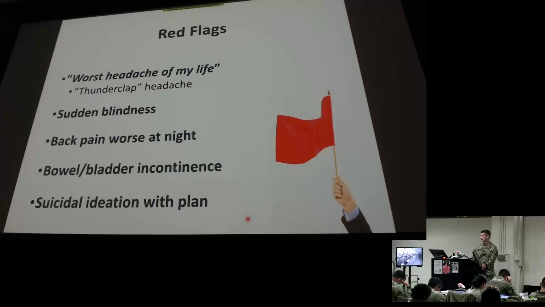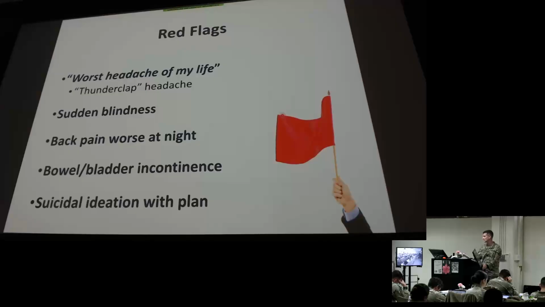All right, red flags, we always like to identify these, and anyone that's worked in a medic role has asked these questions probably a billion times. Worst headache of your life should be an instant, we probably have to do a lumbar puncture. Thunderclap headaches, sudden onset, always pay attention to those. Don't just ask if it's the second worst headache of your life. Every headache is the worst one I've ever had, and they get progressively worse, that should be a red flag too.